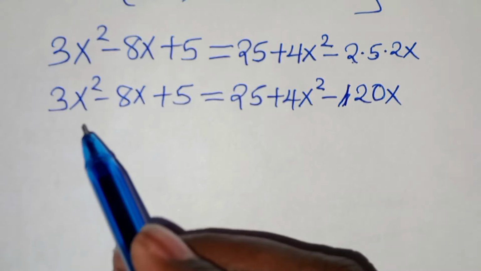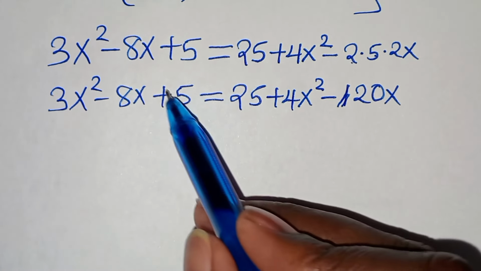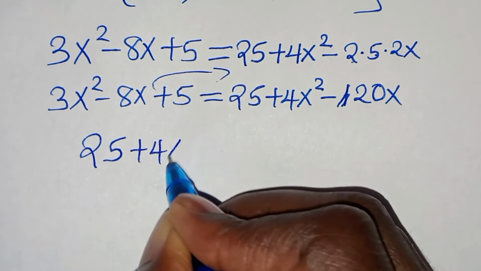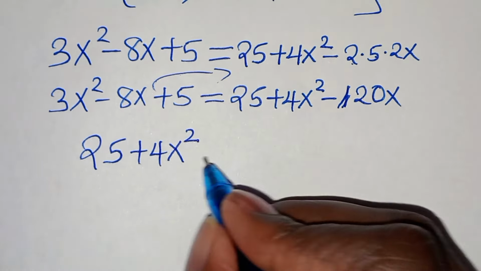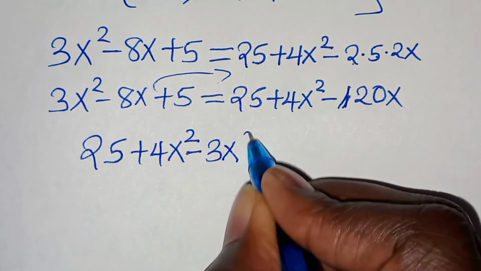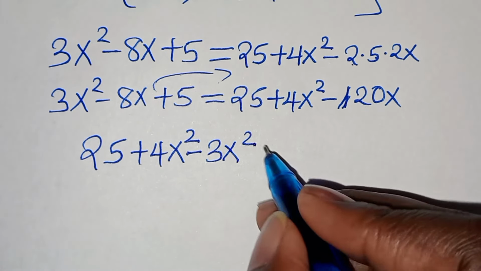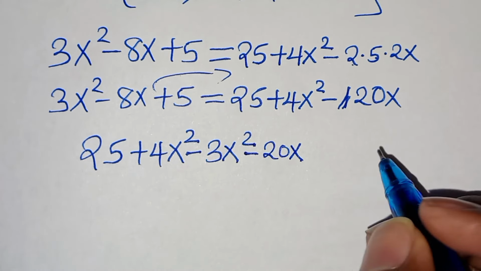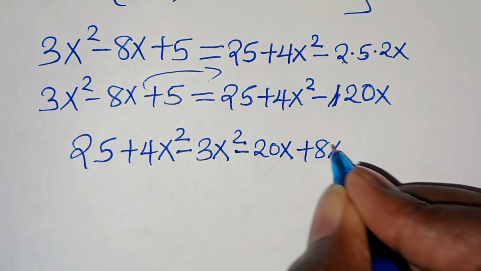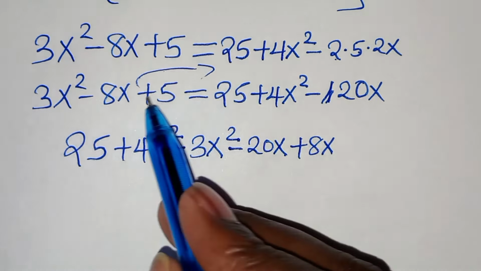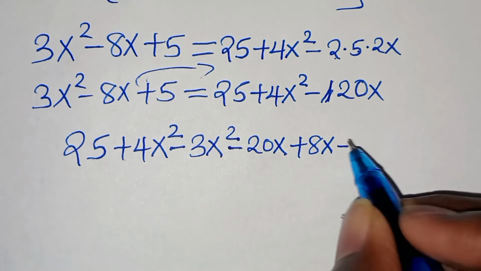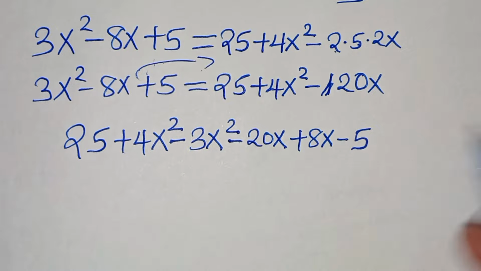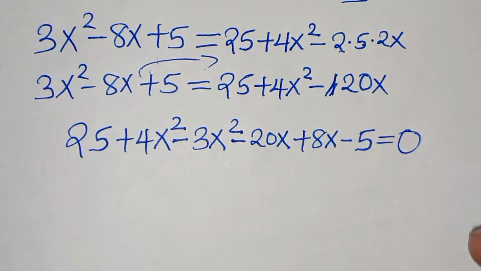Now let's take 3x squared minus 8x plus 5 on the right hand side. So this is 25 plus 4x to the power of 2, subtract 3x to the power of 2. Then we have minus 20x, then plus 8x, then we have plus 5. This means that this is minus 5. If you take plus 5 on the right hand side, this becomes minus 5. So this is equal to 0.